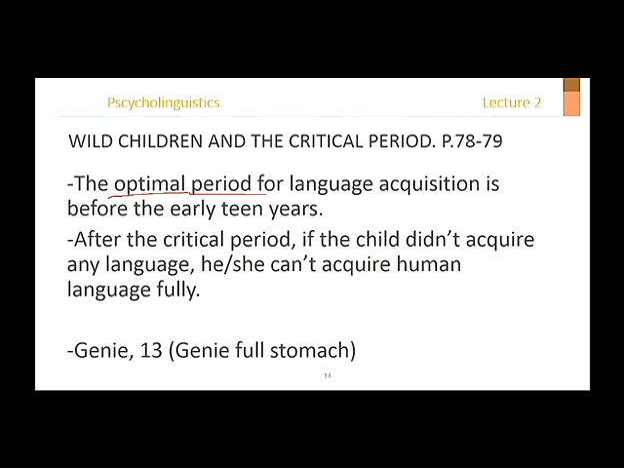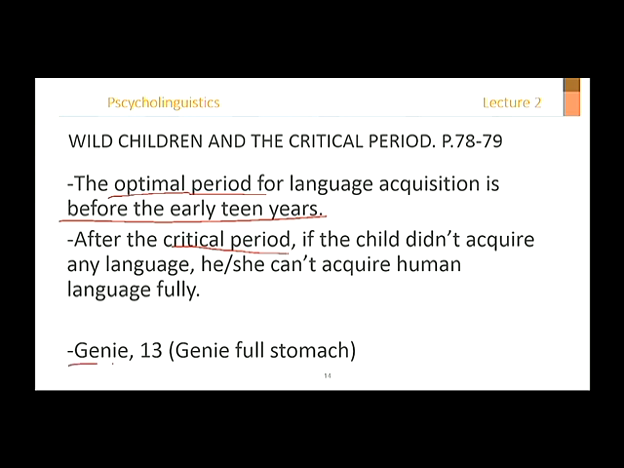It's before the early teen years. Before the early teen years, the child can learn any language, right? So from day one to the beginning of teen years, like 12, 13, 14, and so on. Now the critical period is just around that time. Okay, after the critical period, if the child did not acquire any language, he or she will not be able to acquire language later on.